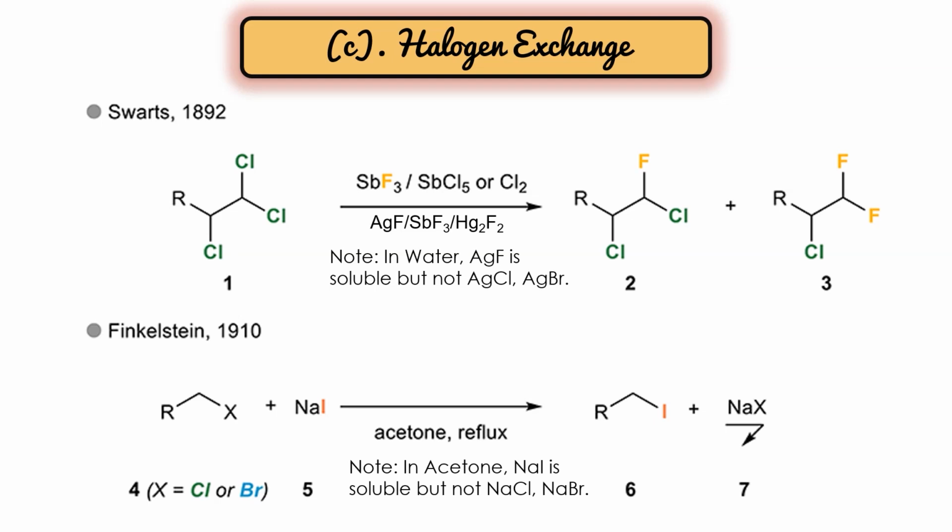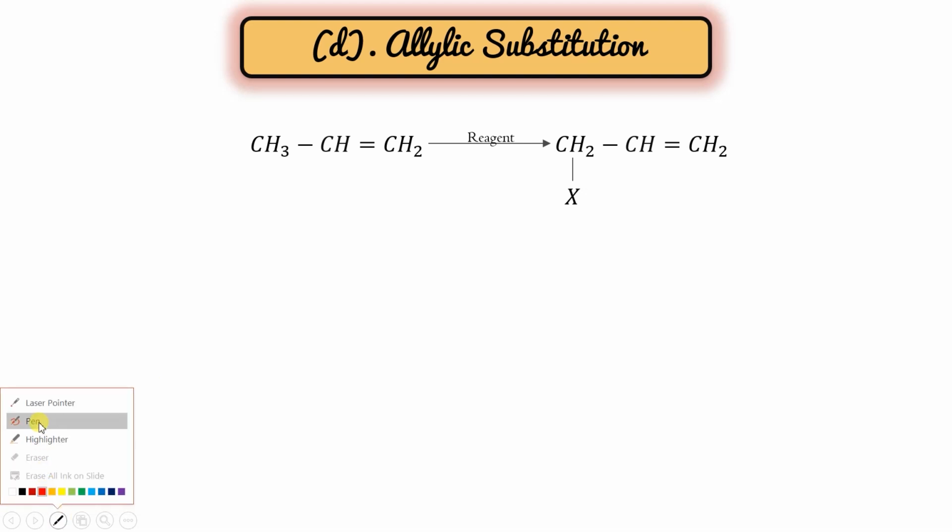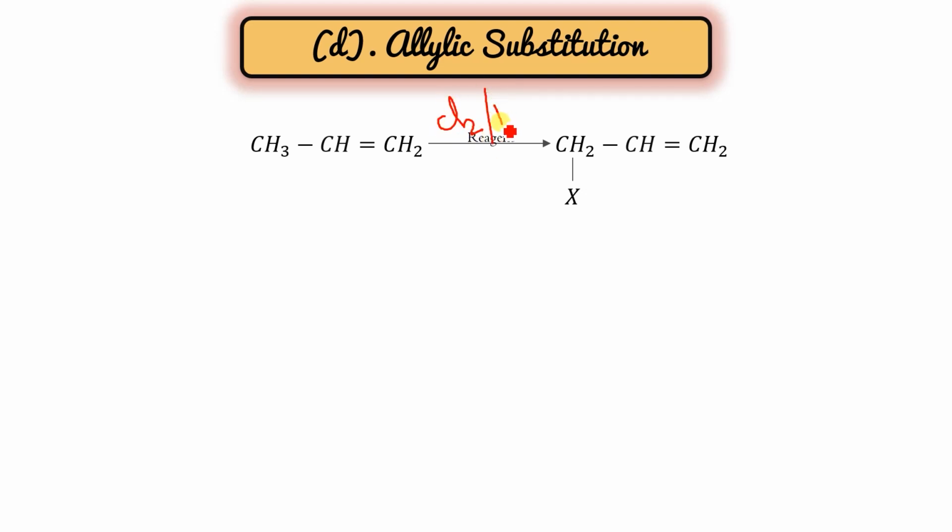After halogen exchange, a few reactions are very important with respect to JEE Mains, Advanced and NEET. This is allylic substitution. Allylic substitution says that when an allylic compound, any double-bonded compound, reacts with this reagent, here chlorine, we can take any halogen, in presence of sunlight.